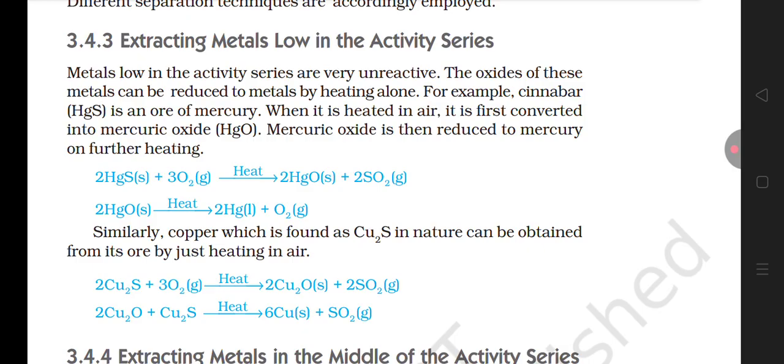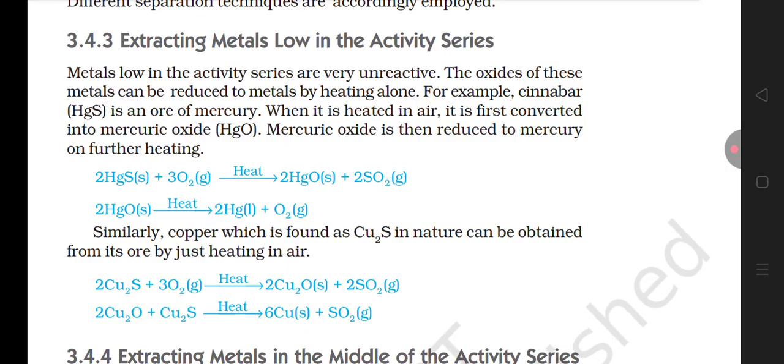Next, the metal oxides are then reduced to the corresponding metals by using suitable reducing agents such as carbon. For example, when zinc oxide is heated with carbon, it is reduced to metallic zinc. So here, in zinc oxide, carbon is the reducing agent, and we get zinc plus carbon monoxide. You are already familiar with the processes of oxidation and reduction explained in the first chapter. Obtaining metals from their compounds is also a reduction process.